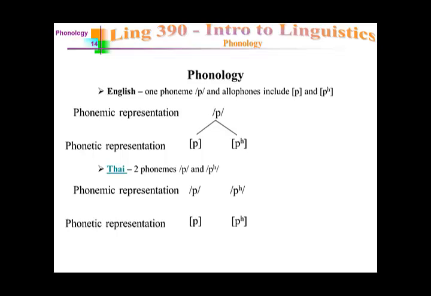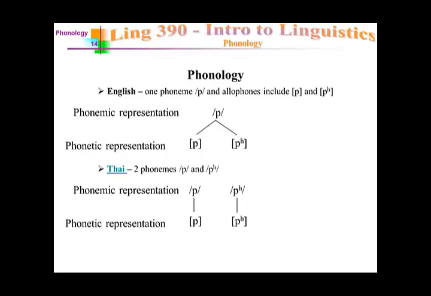However, in Thai, that's not the case. There are numerous minimal pairs in Thai in which the only difference is that one has an aspirated p and the other has an unaspirated p. So, pa and pa mean different things in Thai. This is evidence that the Thai phonological system has 2 different phonemes, one of which is an aspirated voiceless bilabial stop, and the other of which is an unaspirated voiceless bilabial stop. This is a great example of the difference between phonetic and phonemic representations.